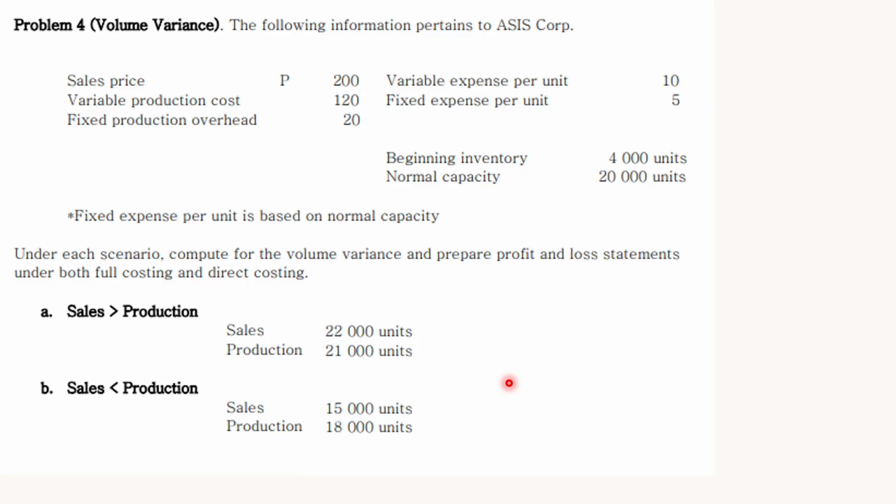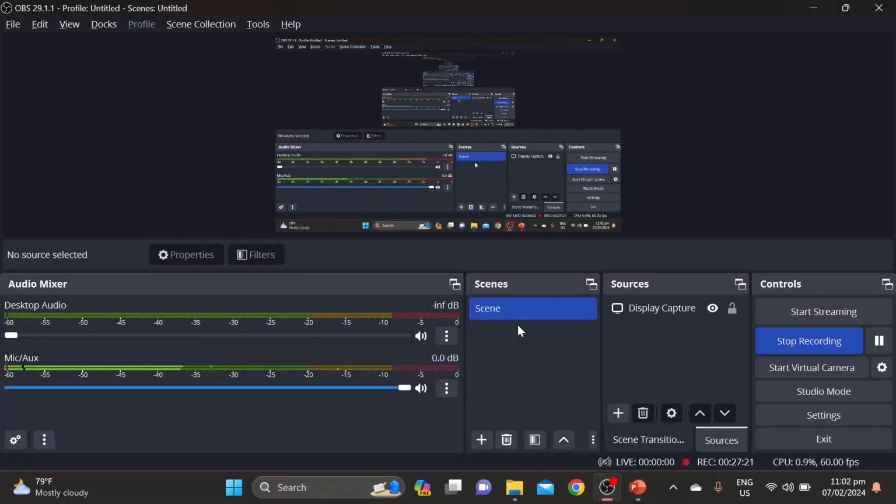So in this problem, your expected production is based on normal capacity, but your actual production under scenario A and scenario B are different from the expectation. So what would happen in this case? There will be a volume variance. I'll give you a few minutes to read and absorb this case.